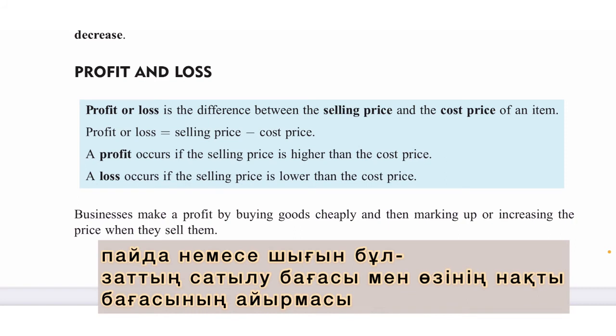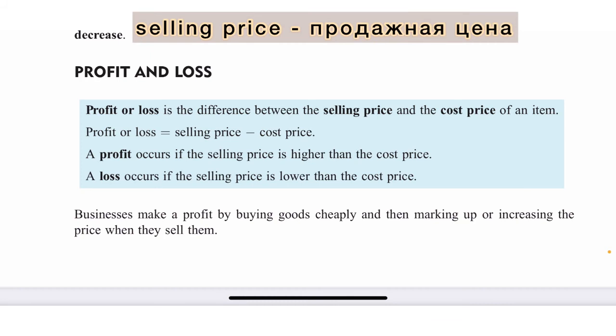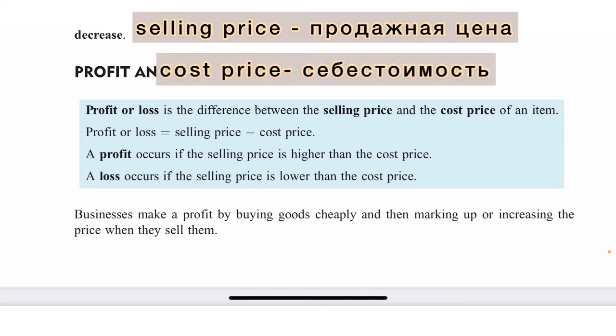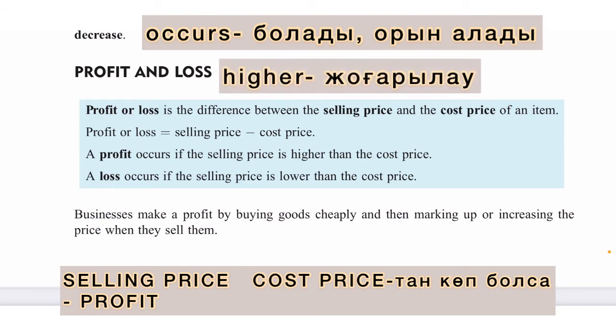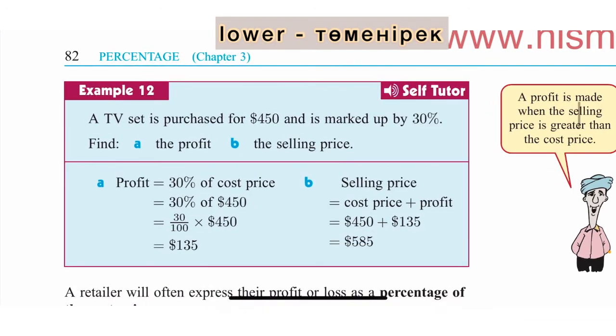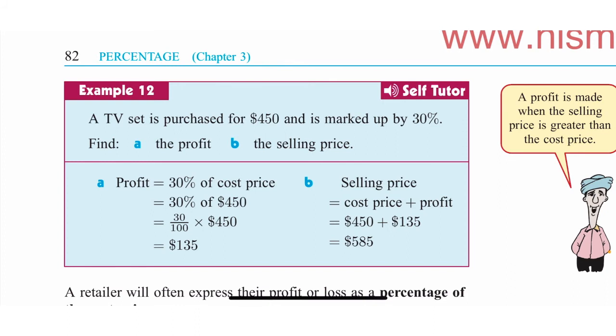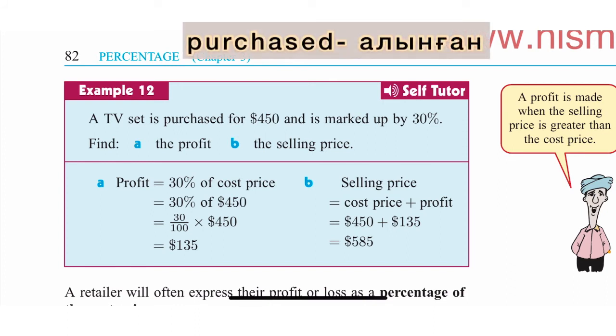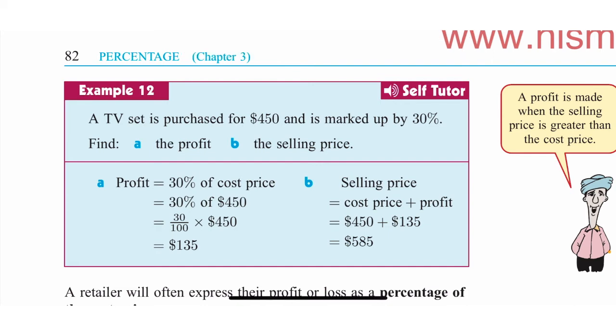Profit or loss is the difference between the selling price and the cost price of an item. Profit or loss equals selling price decreased by cost price. A profit occurs if the selling price is higher than the cost price, and a loss occurs if the selling price is lower than the cost price. For example, a television set is purchased for $450 and is marked up by 30%. Find the profit and find the selling price.